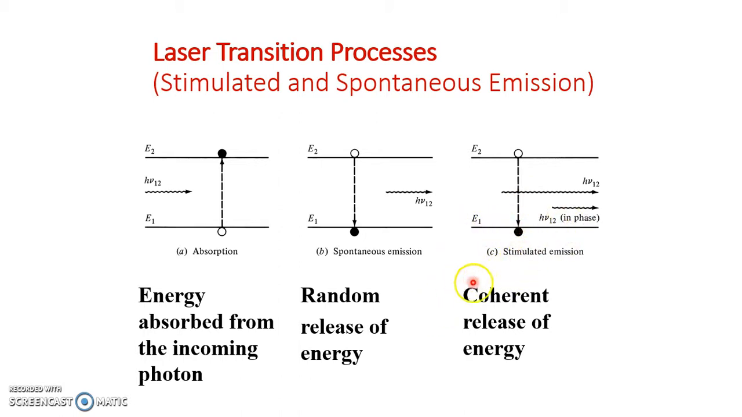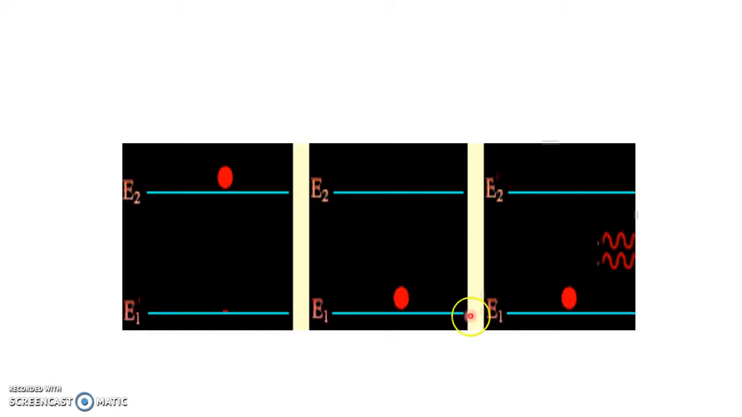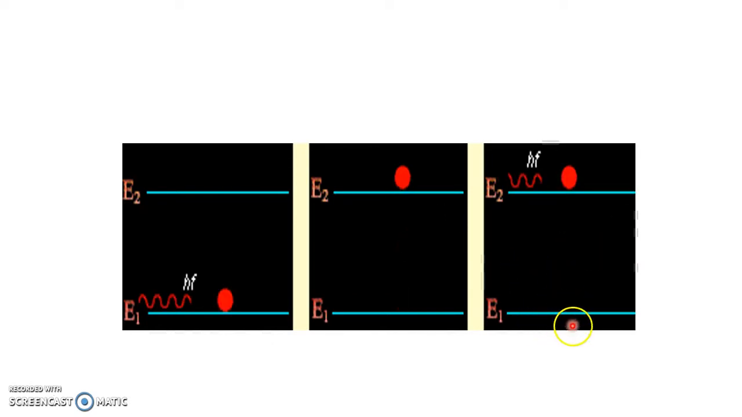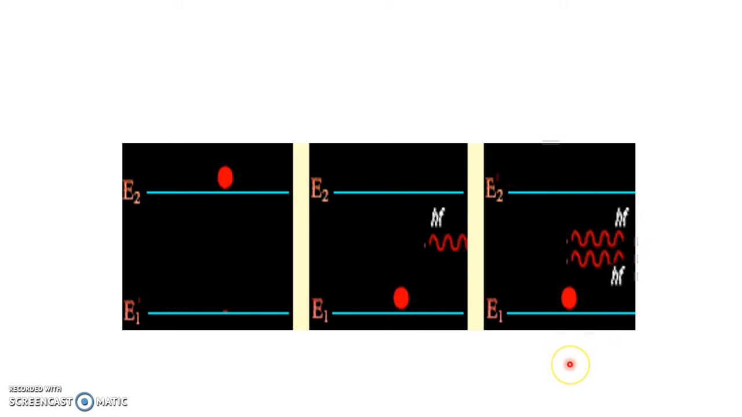Because of this process, this release of energy results in a coherent release of energy, because both the photons are in phase. The one which has stimulated the emission and the one which is released are both in phase. So if you see in this figure, which explains the stimulated emission, these two photons are in phase.